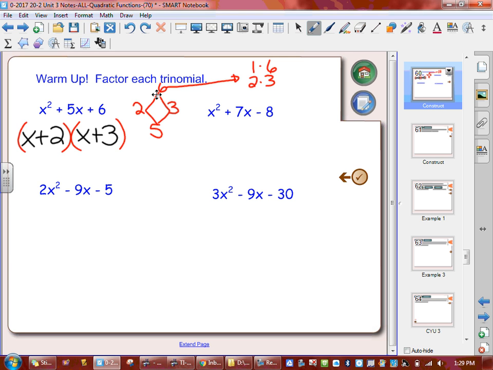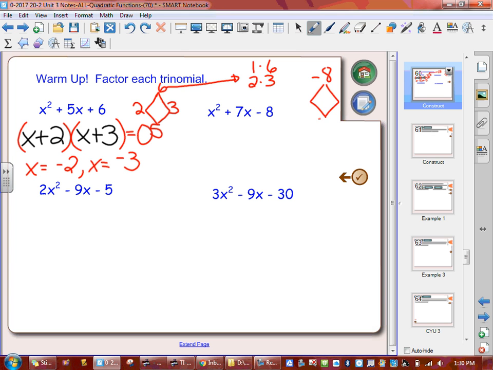Now, those are just factors. Those are not the x-intercepts. If I created an equation by going equals 0, and I said, what are my x-intercepts? I would say x equals -2, and x equals -3. Okay? This one we would also do a diamond on.